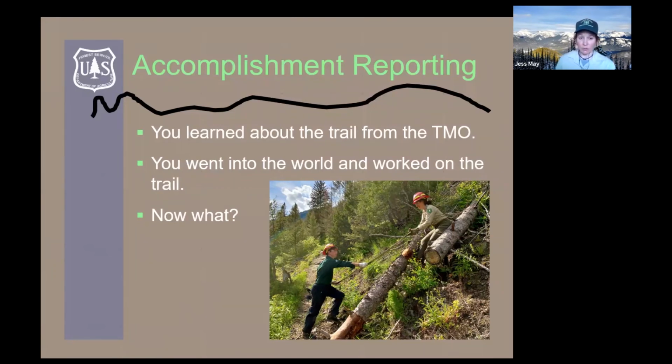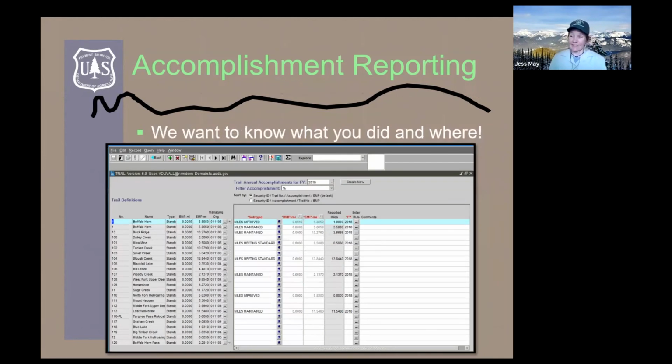So, accomplishment reporting. Now you've learned about the trail from the TMO, you've gone into the world and actually worked on a trail, you've done something outside and made a difference in the world. What happens then? The Forest Service has a pretty robust reporting mechanism. It's a little old school, but it looks like this. It's a painful thing to fill out, but it gives us really awesome information.